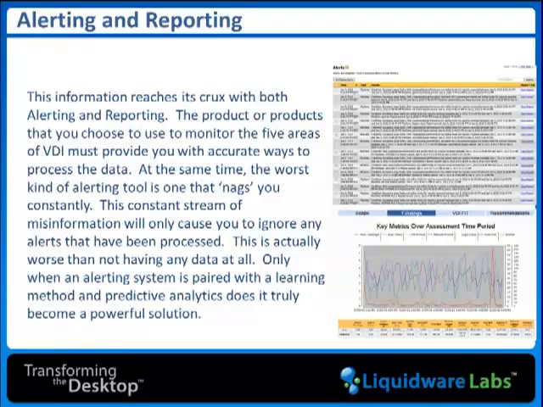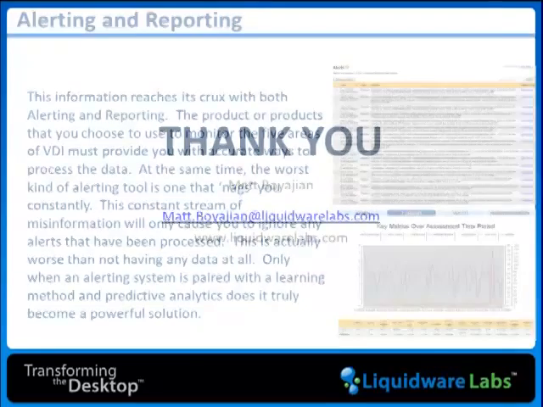So when you actually get an alert, it means I need to take this seriously and I need to go look at this now because what this is teaching me to do is how to stop a problem inside of my environment and fix it before my users even know anything happened. Now, this is actually worse than not having any data at all, turning off that alerting system. Only when an alerting system is paired with a learning method and predictive analytics does it truly become a powerful solution, and that's exactly what Stratosphere UX is, a powerful learning solution.